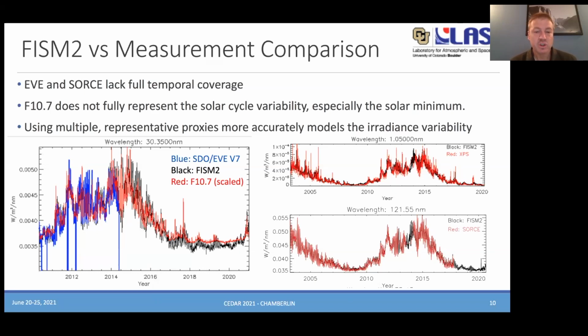But due to the relationships I just showed on the previous slide, we can now use a proxy such as the 171 or 17.1 nanometer emission line to extend this out. And so you see the FISM2 modeled there in black, because we still have 17.1 nanometer proxy over this time period. We're able to estimate what the measurement would have been had we had it. And I do want to point out that I also put in this relationship using F10.7 as a proxy, and you see it does not do a good job at solar minimum. You're off by about 10% at solar minimum, because F10.7 is not a good proxy during solar minimum time, and it's not a good proxy for solar rotation in general.